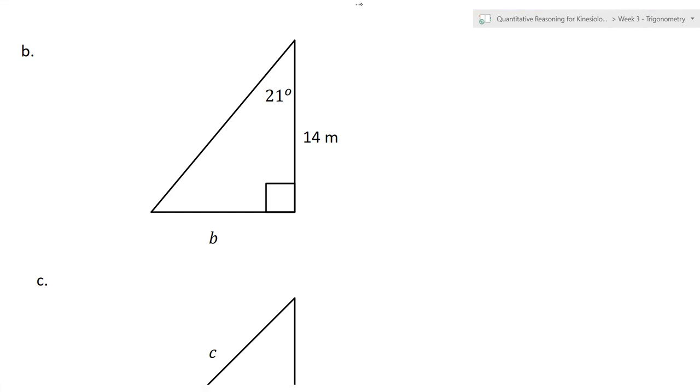I'm going to continue with B now. In part B, we're going to start by labeling our 3 sides. So I have my 21 degree angle, my right angle. We'll start with the right angle, which always points to the hypotenuse. So this is my hypotenuse. The 21 degree angle, the angle that we know, is opposite of the opposite side. And the side that's left over, the one that's adjacent or touching the 21 degree angle, is the adjacent side.